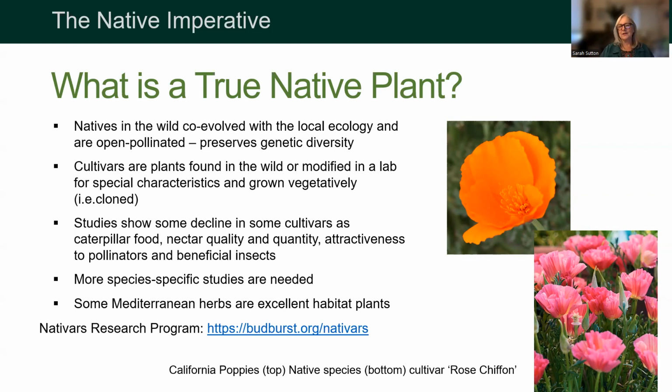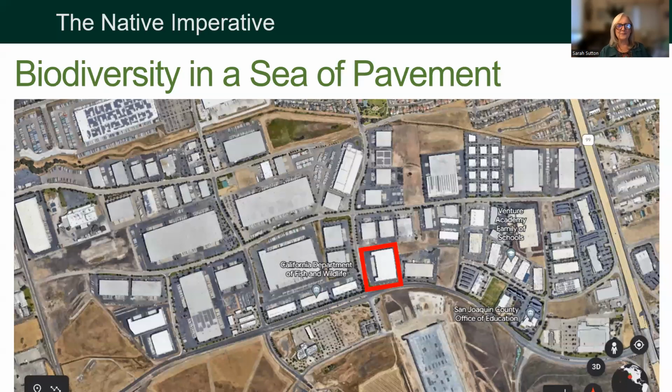So there are some studies that show a decline in some of the cultivars as food or nectar quality or attractiveness, but it's a very small collection at this point of research. And I will mention that some Mediterranean herbs, and there are other plants that are not from this area, can also be excellent habitat plants. So it's not an absolute situation.